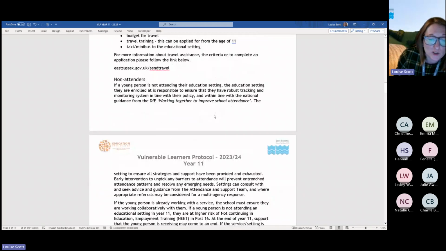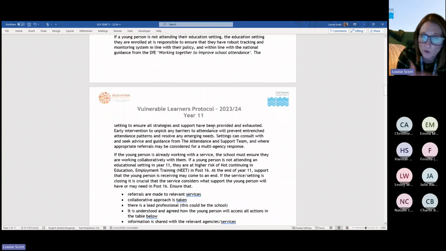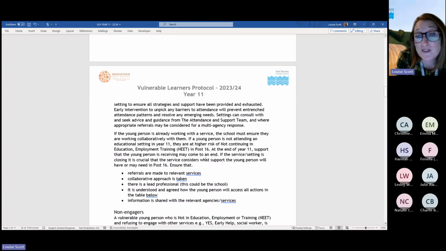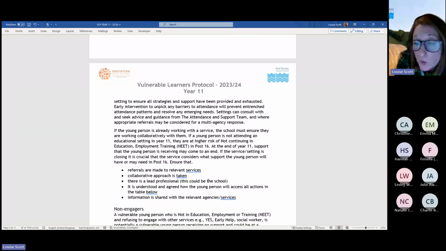Then we've got the paragraph around non-attenders and non-engagers. Again, I'm not going to read it line by line to you. But in here, it's just about the responsibility and following your internal policies, but working together to improve school attendance, talking about early intervention and picking up on any barriers to attendance. Joint working, as we know, is really, really important. So consider that multi-agency response. Who else is working with the young person?